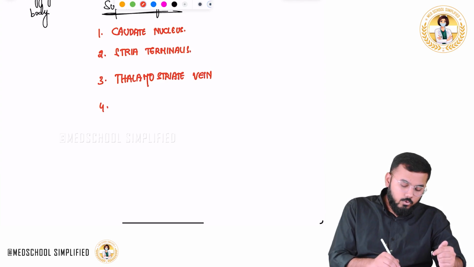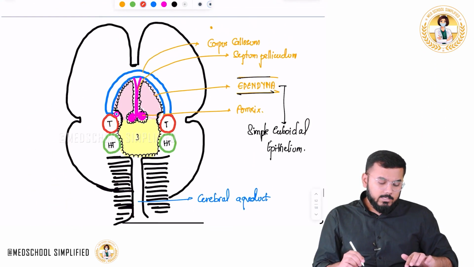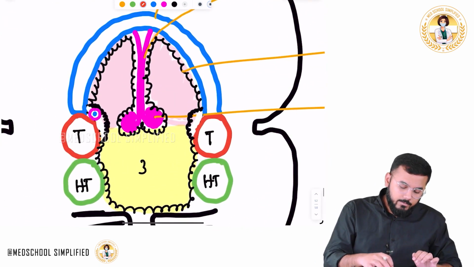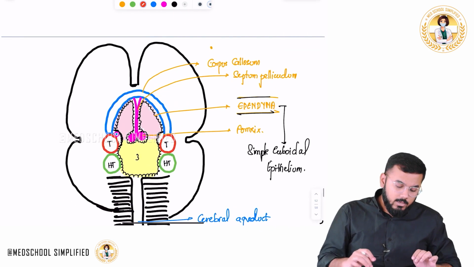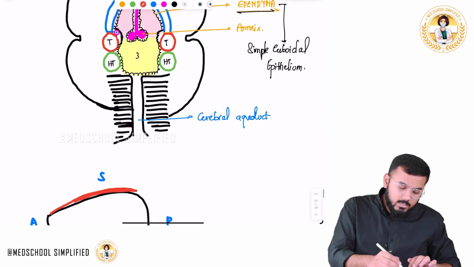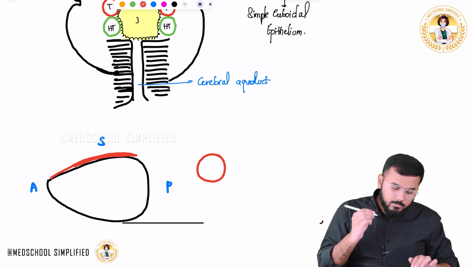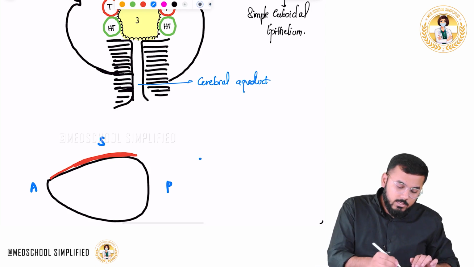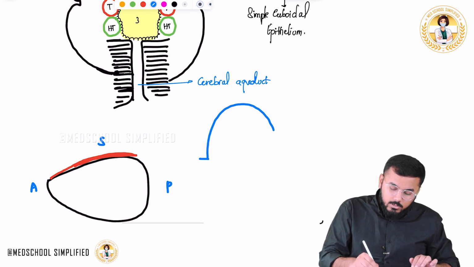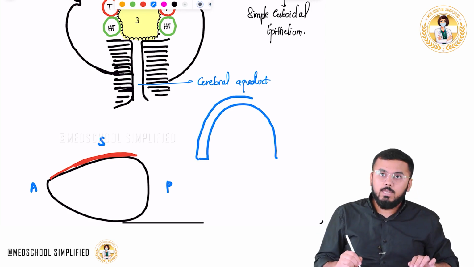Thalamostriate vein. Fourth important thing is that if you look at this picture over here, right? Now what I will do is let me put that same picture here down. You see, this is your thalamus, right? Okay, let me draw this thing. See, this is your corpus callosum like this. This particular part is your corpus callosum.